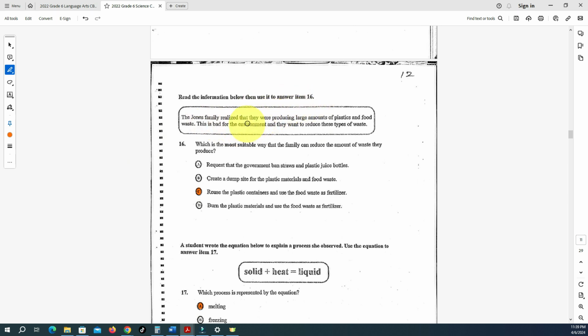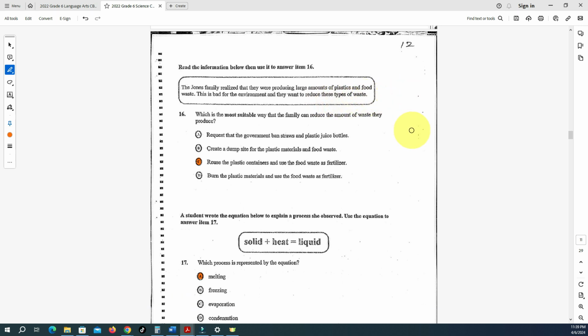The Jones family realized that they were producing large amounts of plastics and food waste. This is bad for the environment and they want to reduce these types of waste. Which is the most suitable way that the family can reduce the amount of waste they produce? I choose reuse the plastic containers and use the food waste as fertilizers. There are other things here, but I don't think that they're the best way, or the most suitable way.